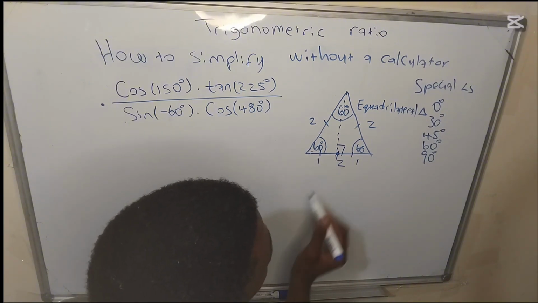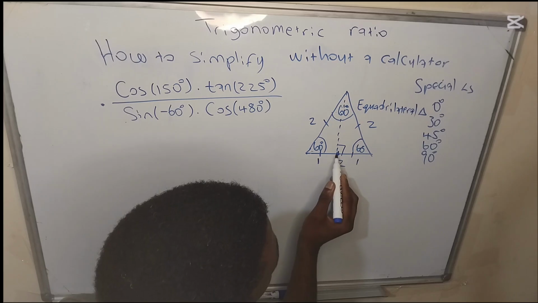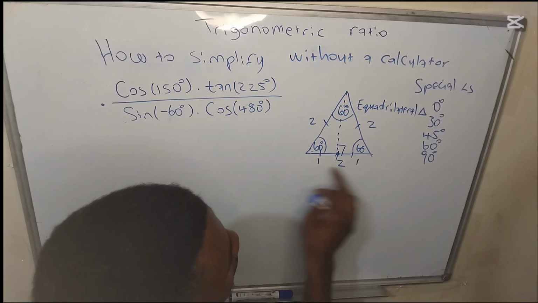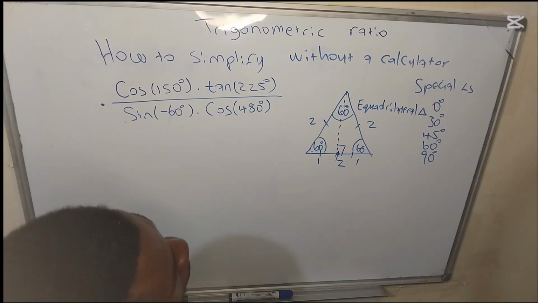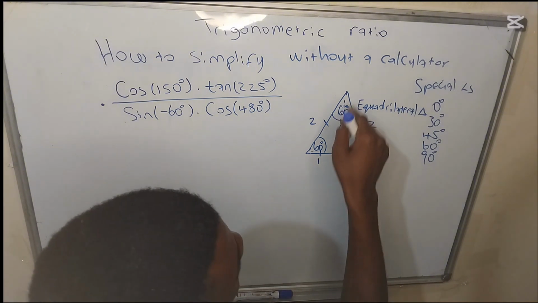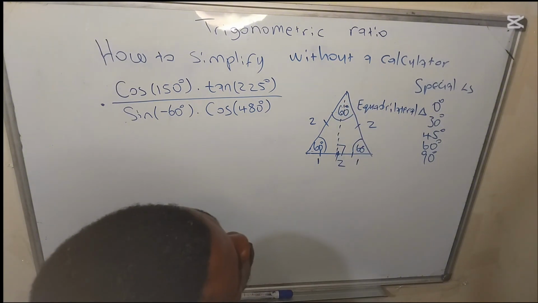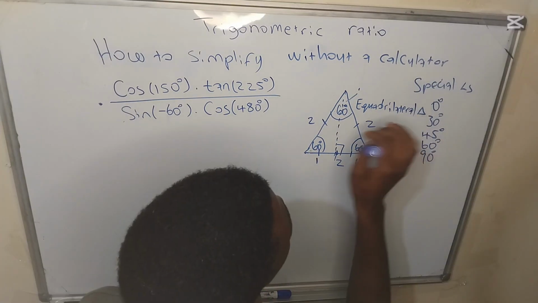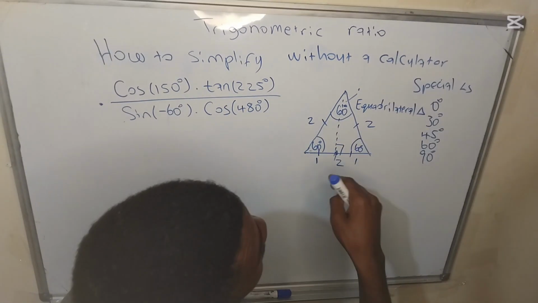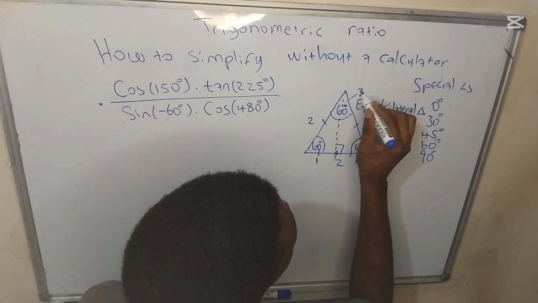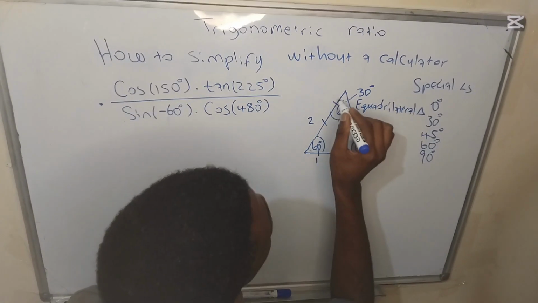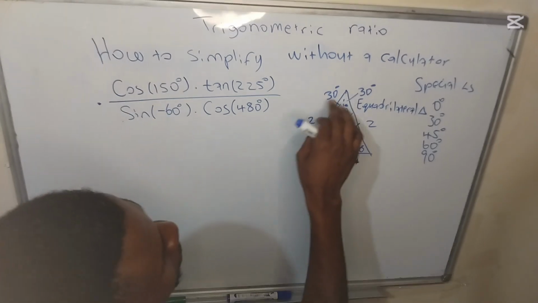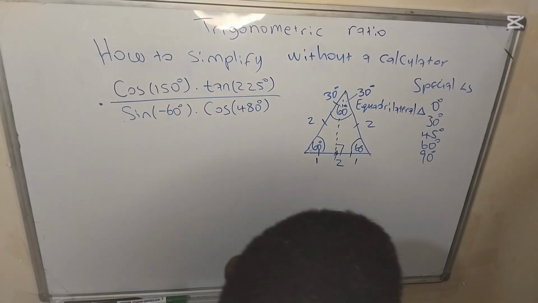So this is our midpoint. The distance from this portion to this portion will be equal to the distance from this portion to this portion. So 1 plus 1 is equal to this whole 2. Because this line has bisected our triangle into 2 equal halves, it means that even this 60 degrees has been bisected. Meaning that we have 30 degrees, and on this side we also have 30 degrees. 30 degrees plus 30 degrees is equal to 60 degrees, right?